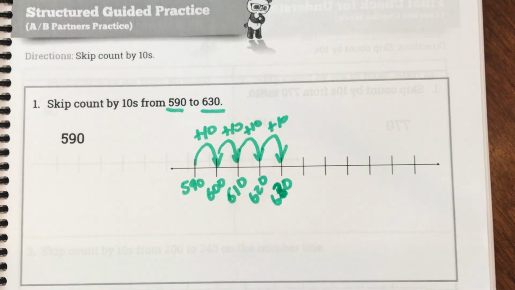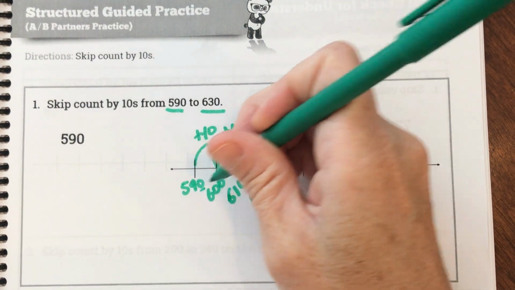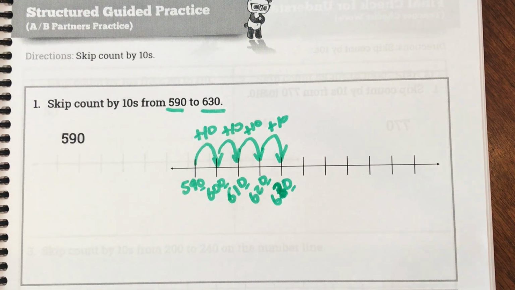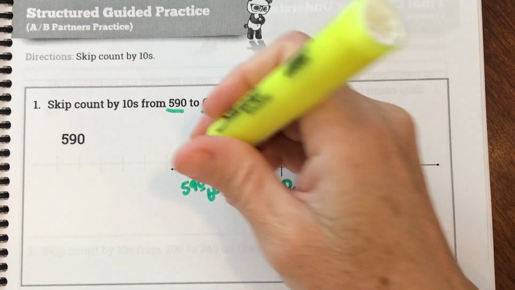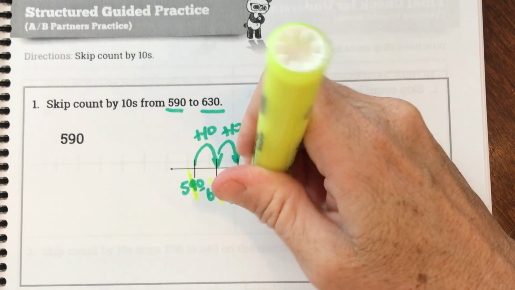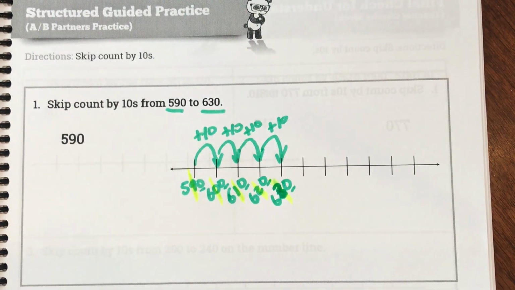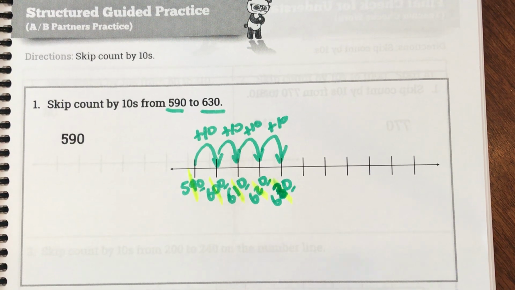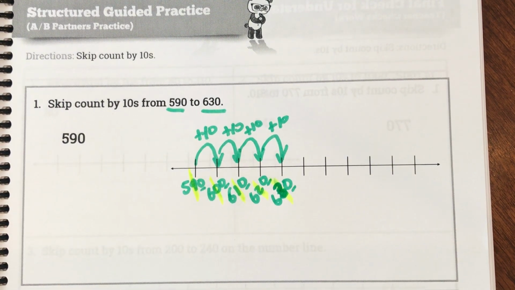Okay, so let's check our pattern there. What do we see in our ones? All zeros in our ones place value. And what do we see in our tens? I see a 9, 0, 1, 2, 3. So that's a good way to tell us that we didn't make any mistakes. Again, I'm sorry, we're so squished.